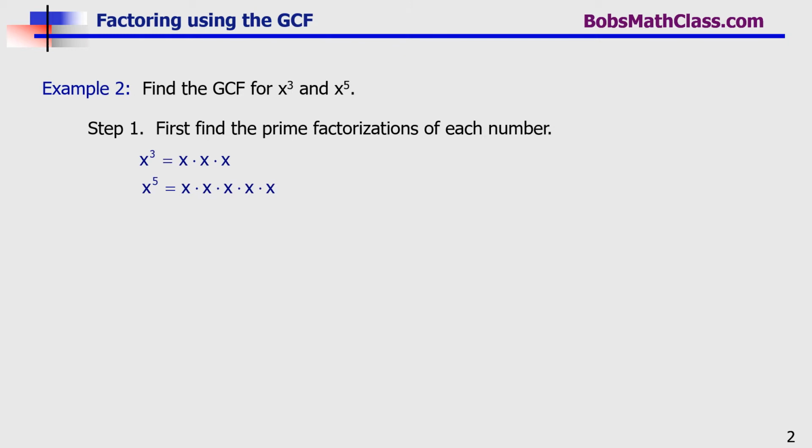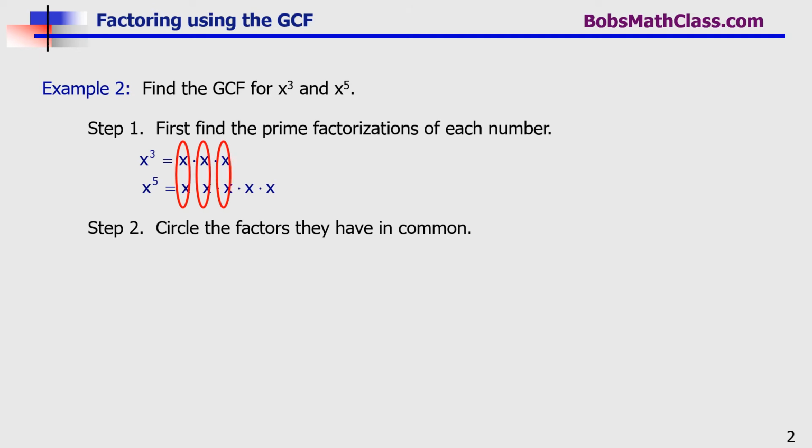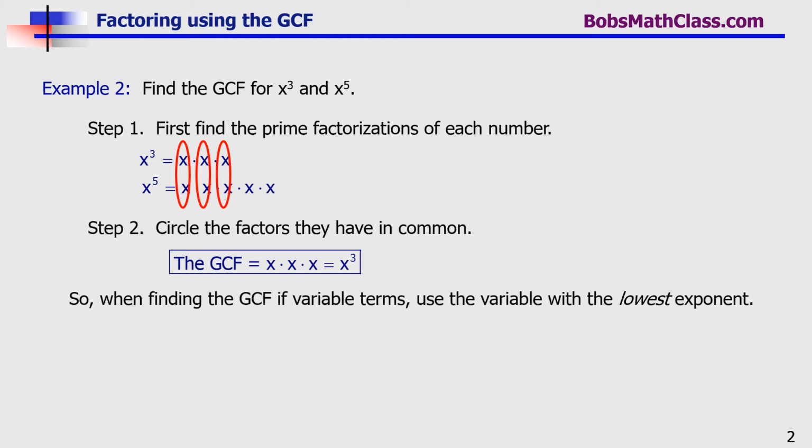So what do they have in common? 3 x's, right? 1, 2, 3. So the GCF is x to the third. Well, looking at the original problem, one of them is x to the third and the other one is x to the fifth. So we actually write the variable with the lowest exponent. So whatever the variable is, we just write that variable with the lowest exponent.